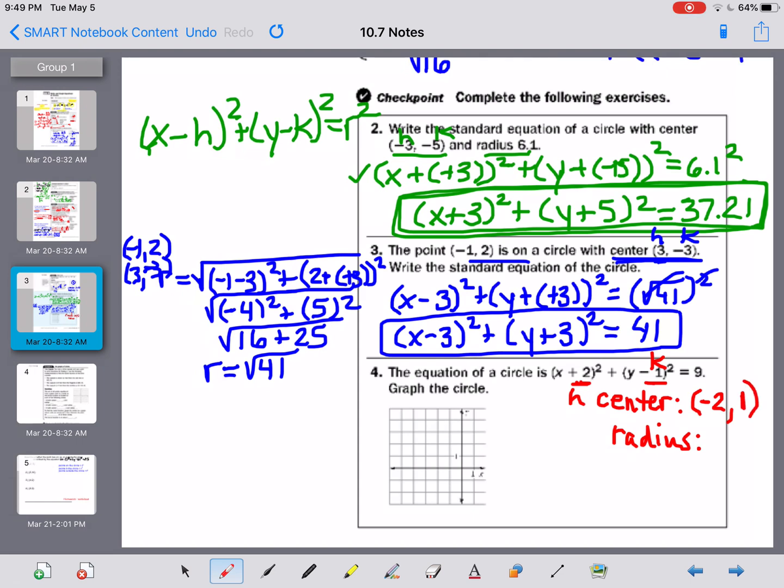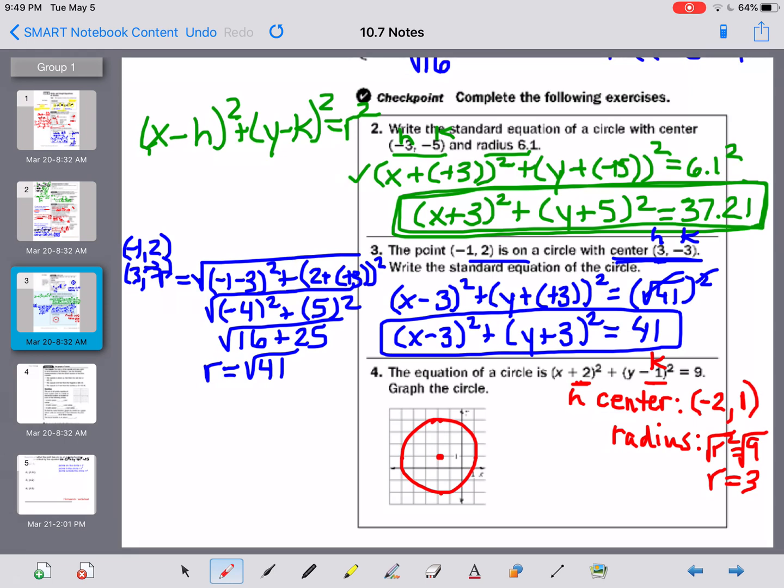So I come to my graph, -2, 1, there's my center point. I see my r squared is 9. Since r squared equals 9, I take the square root of it, and my r is going to equal 3. So I have a radius of 3. That means 3 to the right from my center, 3 to the left from my center, up 3 from my center, and down 3 from my center, and I end up with a circle of radius 3.